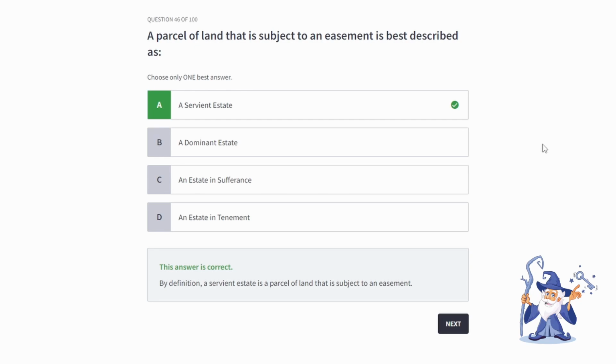Does that make sense? So that's the way, at least, I remember it in my mind, and I know a lot of students do as well. So maybe that'll help. But yeah, again, remember, a servient estate serves. They're subject. They're subject to an easement. They serve. Think of it like that.